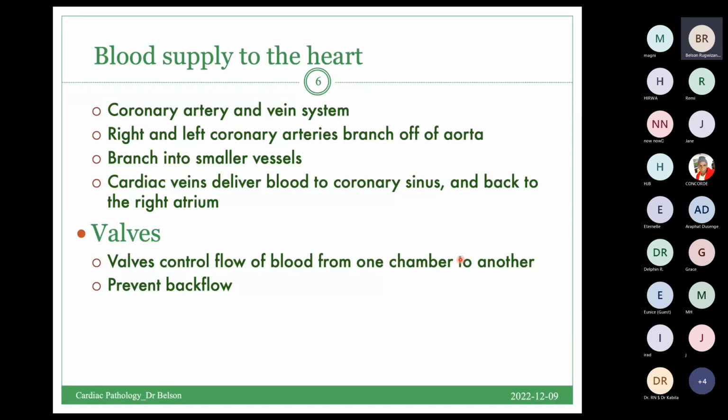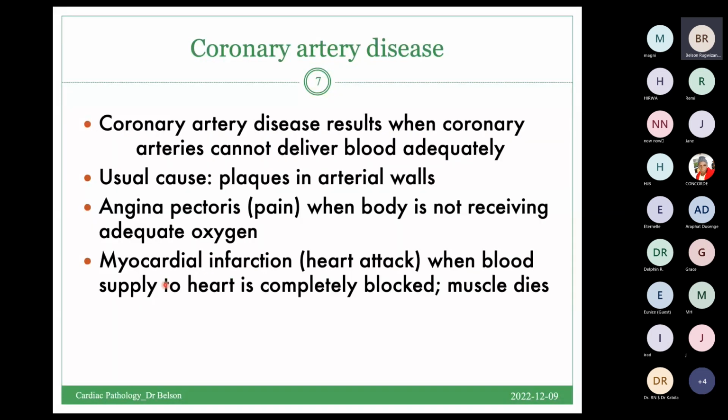So the blood supply to the heart is composed of coronary arteries and veins. We do not have to take time on this. And the valves I have talked about; they prevent the backflow of the blood. So coronary artery diseases result from coronary arteries which cannot deliver blood adequately.